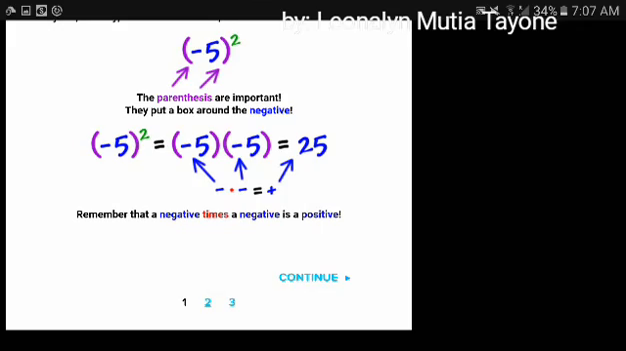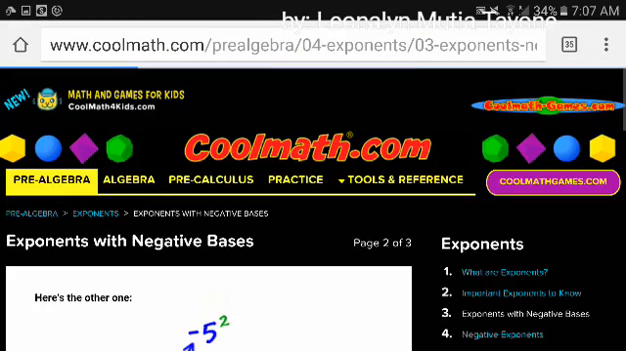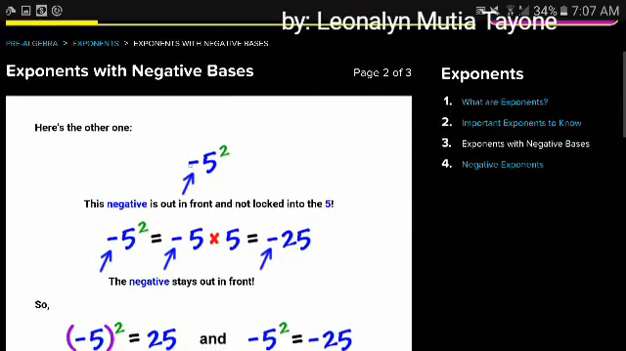Doon tayo sa pangalawa. Negative 5 raised to 2, nawala na yung parenthesis sa negative 5 mismo. This negative is out in front and not locked into the 5. So, bali, the negative stays out in front. Ang 5 lang ang i-multiply natin. 5 times 5 equals 25 at kopyahin yung negative, so negative 25.